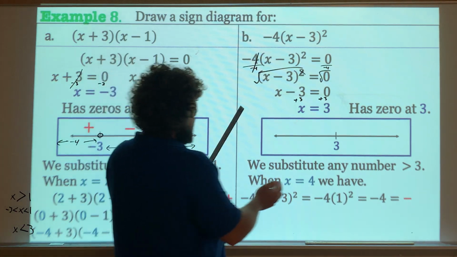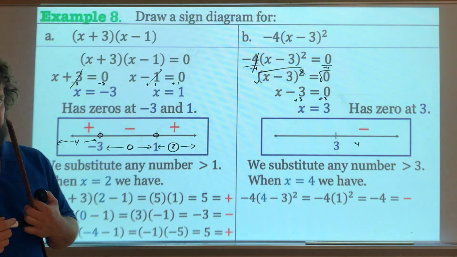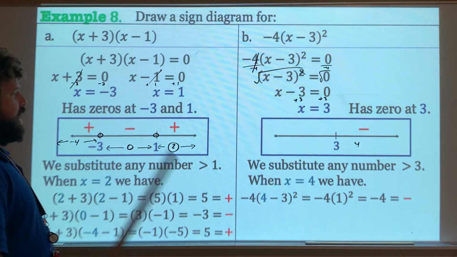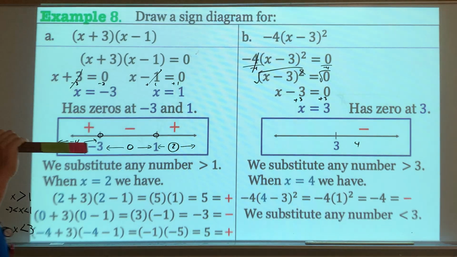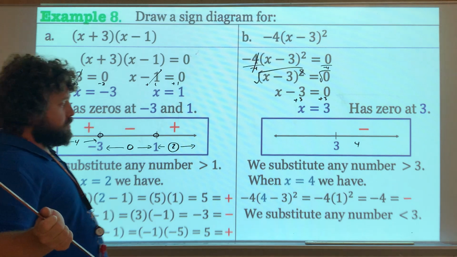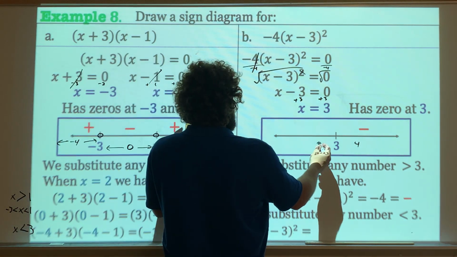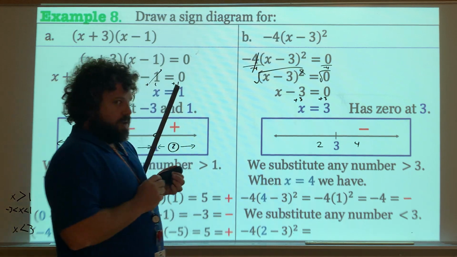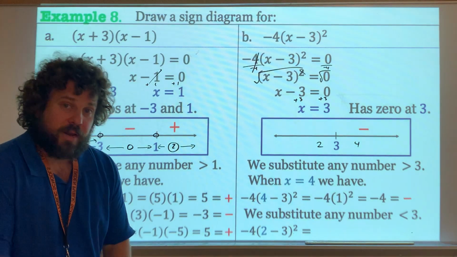So since we picked the number 4, because it was greater than 3, all the numbers on that side are negative. Now we're going to pick a number less than 3. You can pick 2. I'm going to pick 2. Why? Because it's close and I feel like it. It doesn't matter. You can pick 1, you can pick 0. They're all going to be the same answer. Once again, the number doesn't matter. All that matters is the sign.